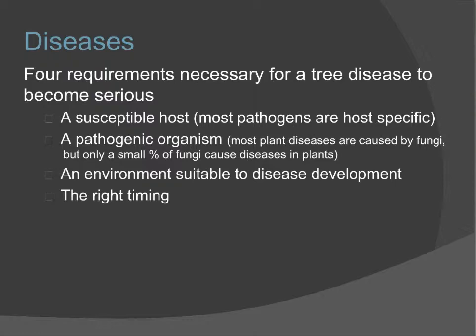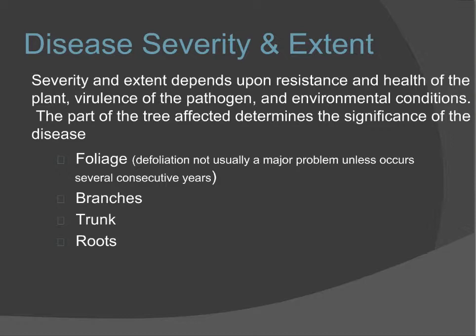Okay, thank you, Rose. So diseases, here in Utah, they're not real prevalent because of our dry conditions and hot environment. There are 4 requirements that are necessary for a tree disease to become serious. First of all, you have to have a susceptible host, because most pathogens are host specific. A pathogenic organism, meaning the pathogen itself, an environment that's suitable for the disease to develop, and the right timing. The severity and extent depends upon the resistance and the health of the tree or plant, the virulence of the pathogen itself, and environmental conditions. The part of the tree affected determines the significance of the disease. If it's foliage, then it's not usually that big of a problem unless defoliation occurs over several years. Branches, a little bit more of a problem. Trunk, absolutely a problem. Roots, definitely a problem.